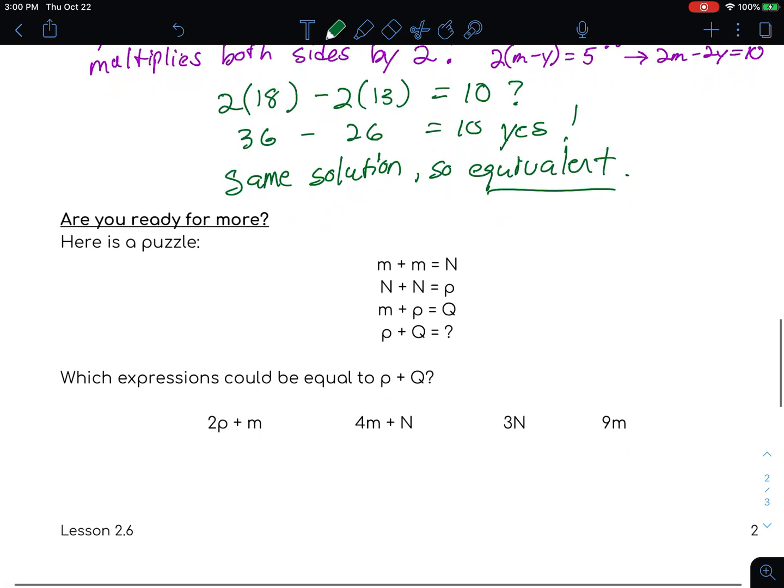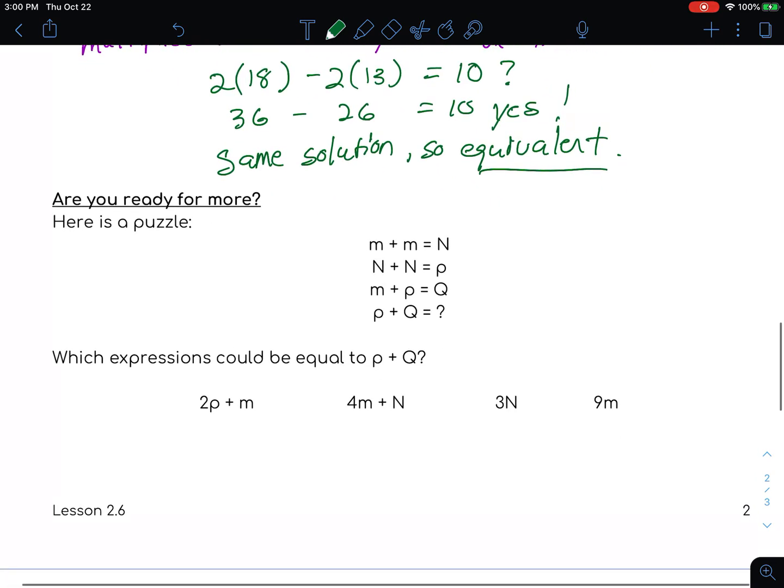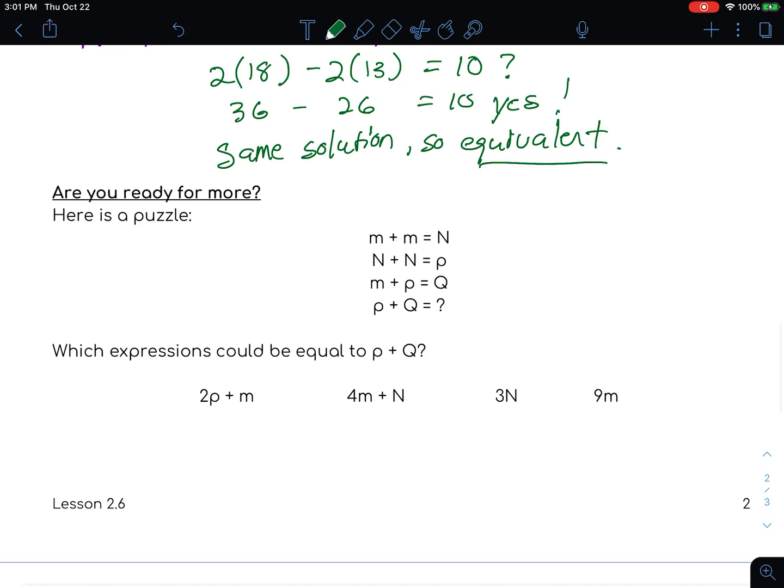All right, that's where we're going to end my section of the notes today. But if you want to do a little bit more and work through this puzzle down here and see if you can figure out which expressions could be equal to P plus Q, that might be good as an extension problem for you guys to try.